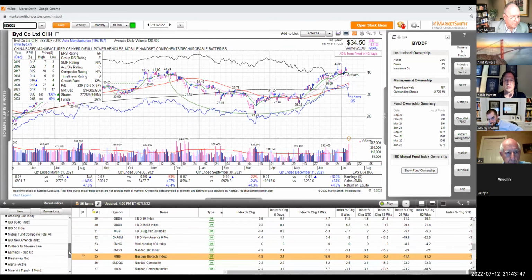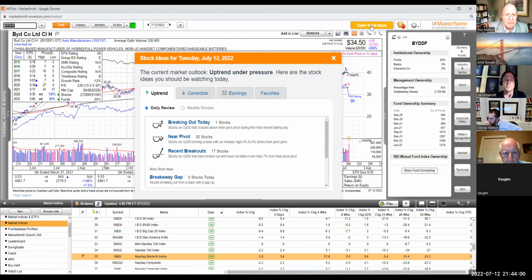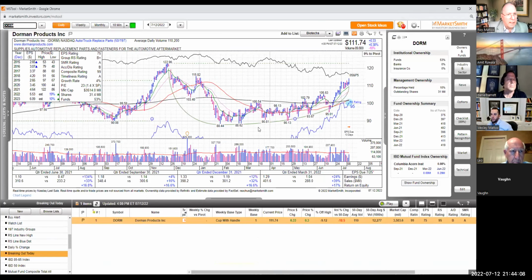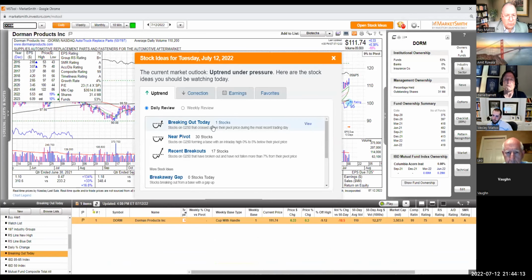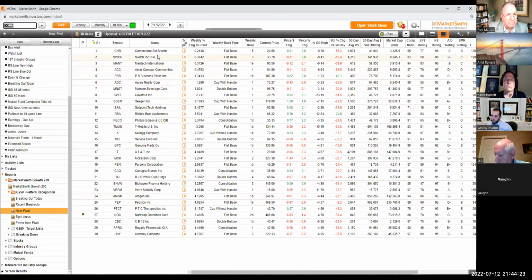Where's the IBD 50/50? Yeah, guys. So, just to remind you, on MarketSmith, you can find great ideas up here when you open the stock ideas tab. We only had one stock that broke out today, DORM, in the automobile parts area. And this is a great way of finding the next leaders when you're trying to find who's holding up, who's close to their pivot.